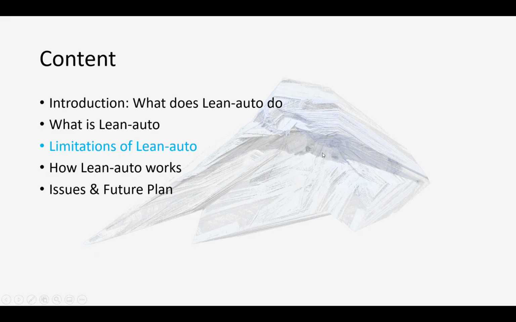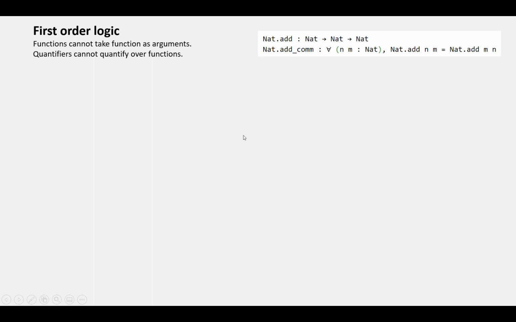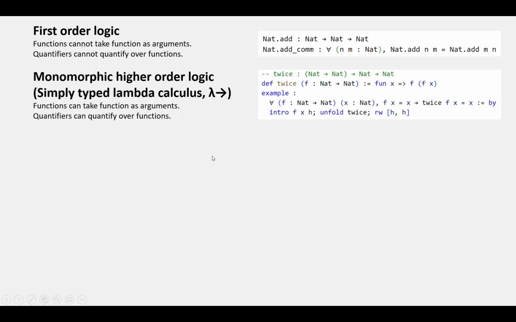Okay, now that we know what LeanAuto does, let's talk about the limitations of LeanAuto. First of all, I want to mention the different logical systems that we will be talking about. For first order logic, functions cannot take functions as arguments, and quantifiers cannot quantify over functions. For higher order logic, functions can take functions as arguments, and quantifiers can also quantify over functions.